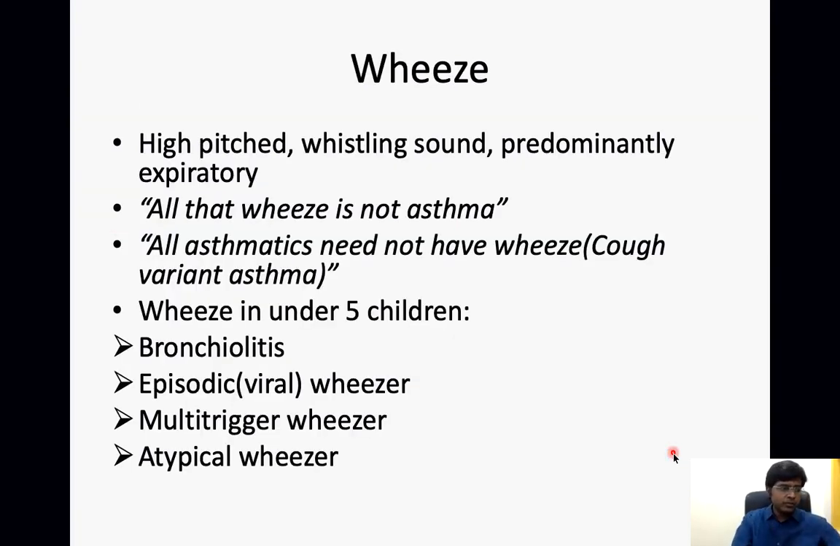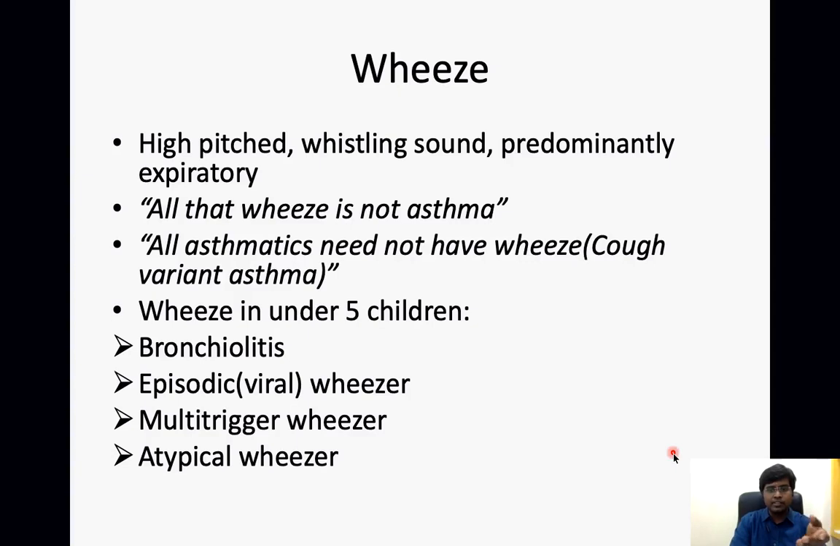So whenever a child is presenting with wheeze, we should be clear that wheeze is actually a high pitch sound, and it is a whistling-like sound. So you may be able to hear wheeze without even a stethoscope, or sometimes you need a stethoscope to auscultate a wheeze. We should remember that all wheezes are not asthmatic, because asthma might be present even without wheeze. For example, cough variant asthma might present without wheeze, presenting only with cough.